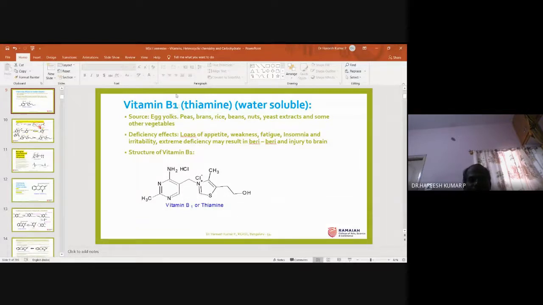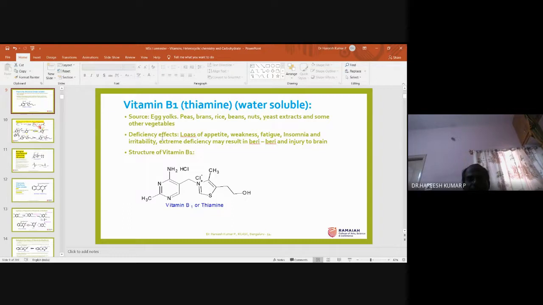Vitamin B1 is also called thiamine, and it is water soluble. If we look at the source, it is present in eggs, peas, rice, bran, beans, nuts. It is also present in yeast extracts and some other vegetables.